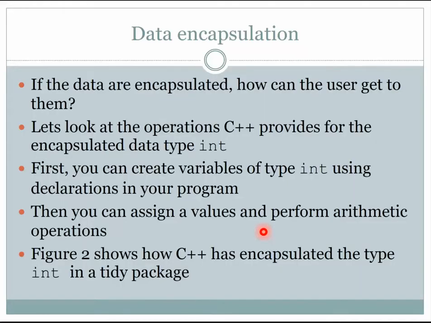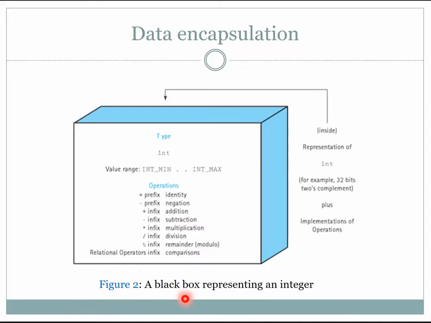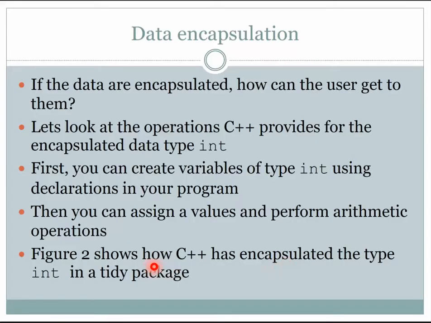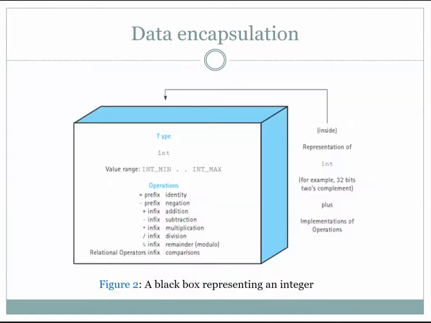Kita tengok lagi data encapsulation. If the data are encapsulated, how can the user get to them? So let's look at the operation C++ provide for the encapsulated data type integer. Okay, so first you can create variable of type integer using declaration in your program. Then you can assign values and perform arithmetic operation. So figure 2 shows how C++ has encapsulated the type of integer in a tiny package.